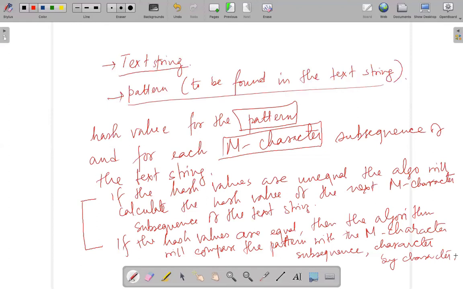In case the hash values are equal, then you know that there is a chance that the m character subsequence is going to match with the pattern, and only in such cases you make an explicit character by character comparison. So as you understand, this hashing directly reduces the total number of computations that you would have needed to do if you had to do the whole thing character by character.